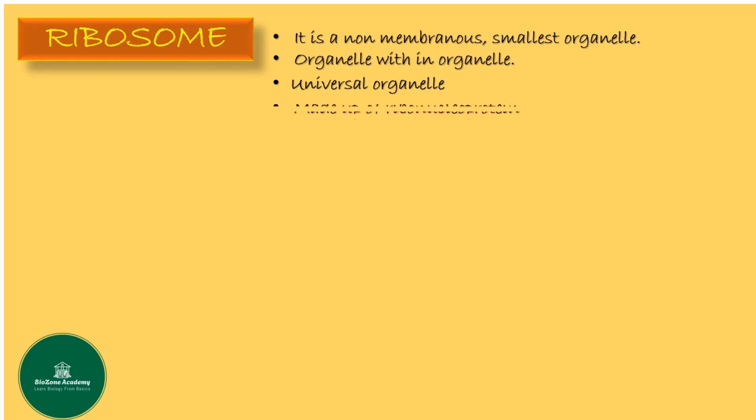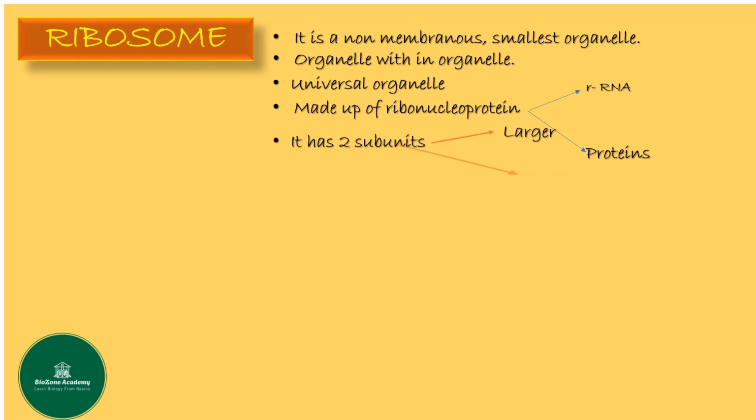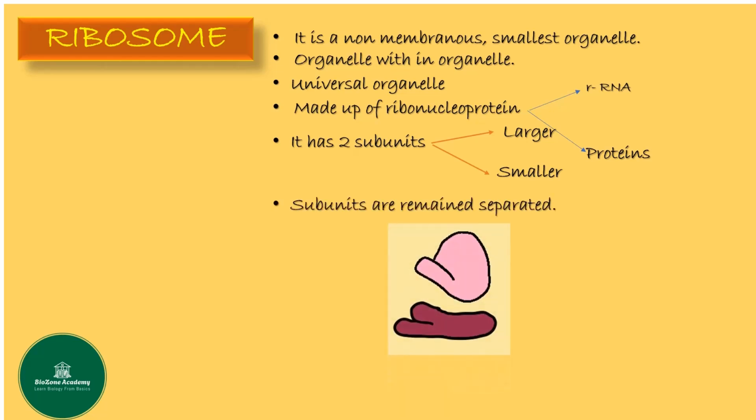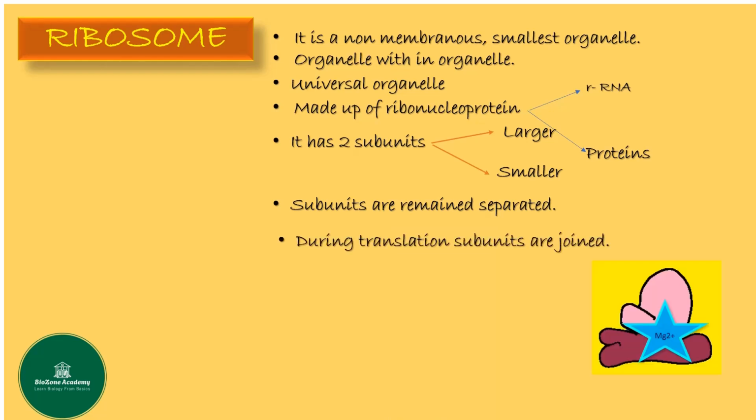Ribosome is made up of ribonucleoprotein that consists of rRNA and proteins. It has two subunits. One is the larger subunit, another one is the smaller subunit. These two subunits normally remain separated, like in this picture. But during protein synthesis or the translation mechanism, these two subunits are joined together with magnesium ions.